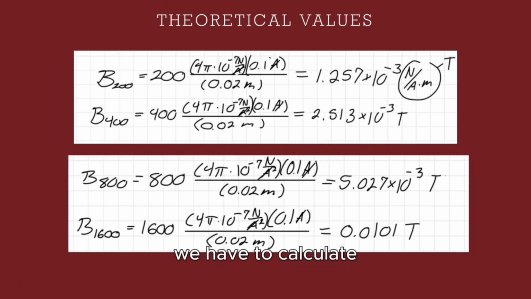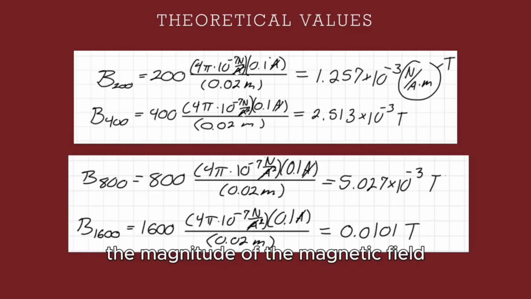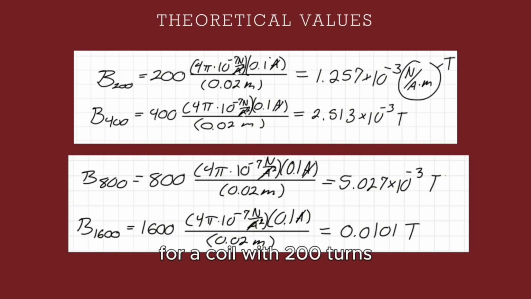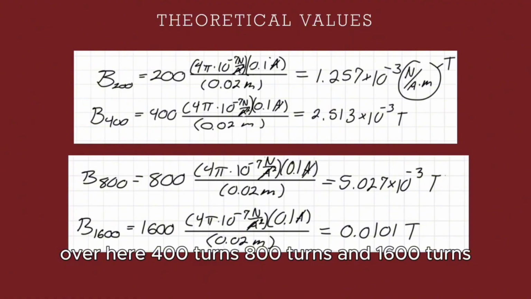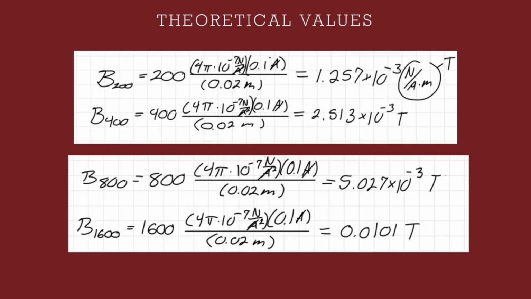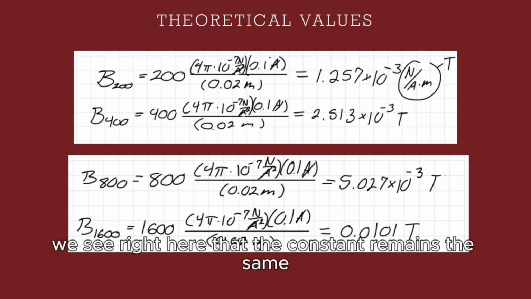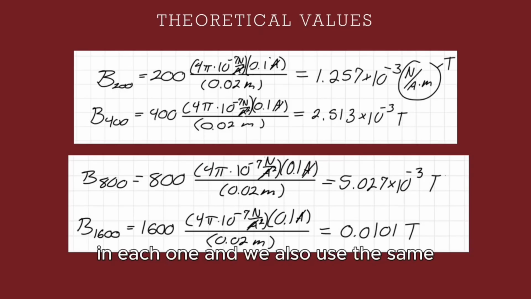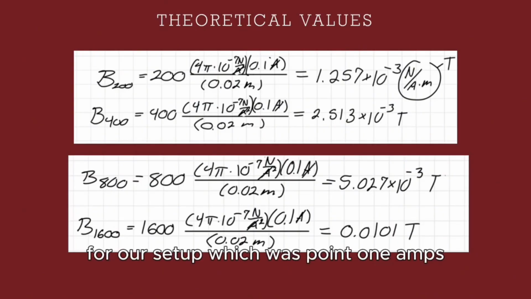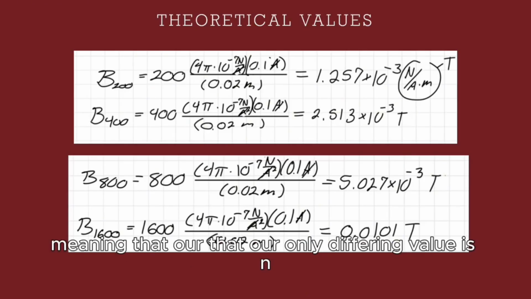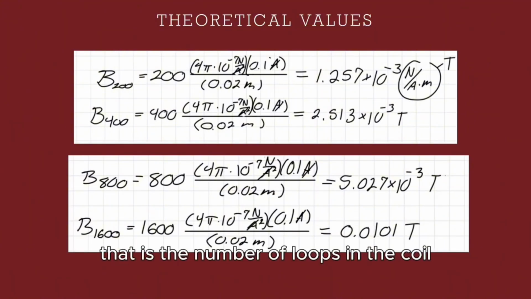Theoretical values: here we have to calculate the magnitude of the magnetic field for a coil with 200 turns. Over here, 400 turns, 800 turns, and 1600 turns. We see right here that the constant remains the same in each one, and we also use the same current for our setup, which was 0.1 amps. The length also remained the same, meaning that our only differing value is n, that is the number of loops in the coil.